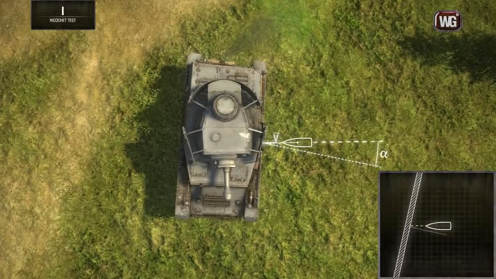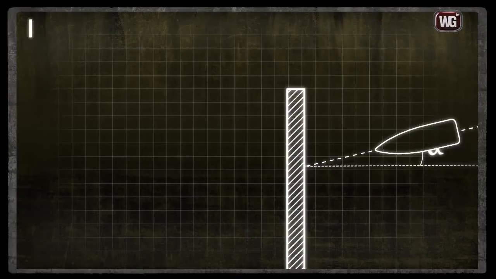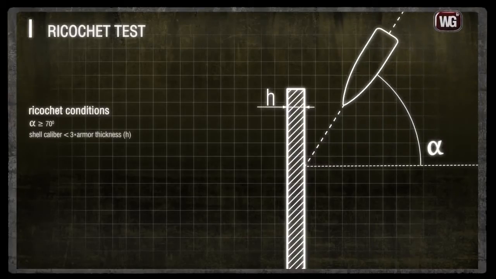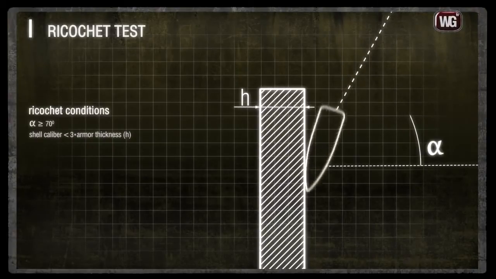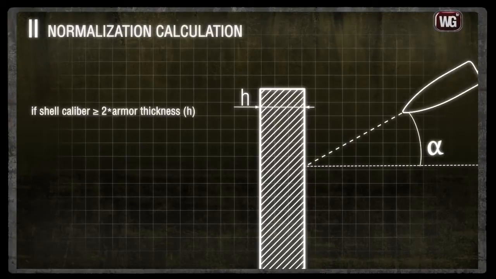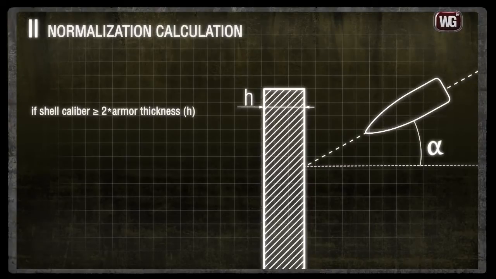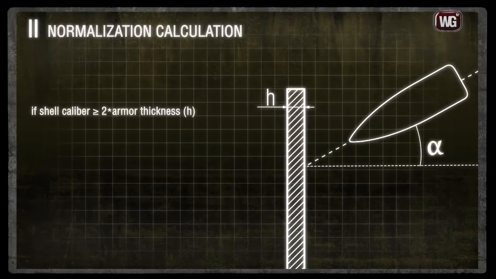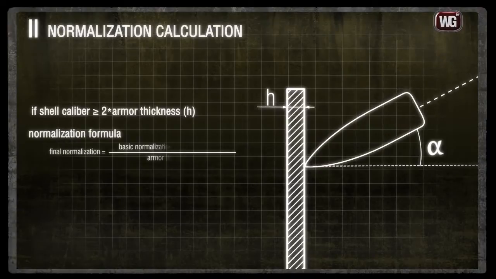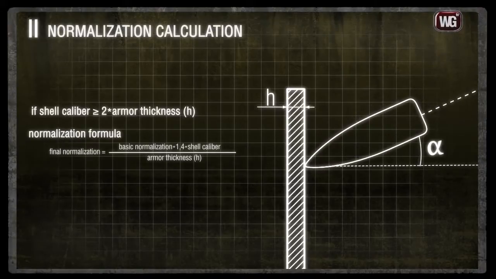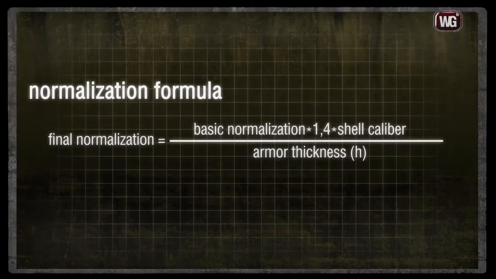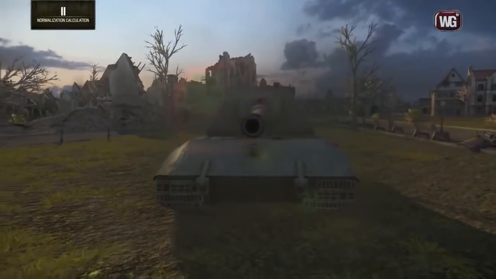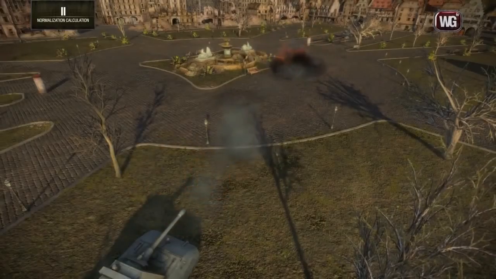Then the angle between the normal axis and the armor at the impact point is calculated. If this angle exceeds 70 degrees and the shell's caliber is less than triple the armor thickness at that point, the shell will ricochet. The second step. If the shell didn't ricochet and its caliber exceeds the armor thickness by more than 2 times, then the normalization value is increased for AP and sabot shells in proportion to the ratio of shell caliber to armor thickness according to the following formula. As you see, if a shell is of much greater size, it will penetrate the armor easier.